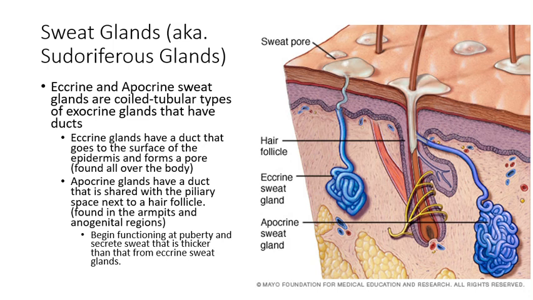Whereas apocrine glands are not found all over the body. They are found only in the armpits, or axillary region, and the anogenital region. They begin functioning at puberty, and the sweat they secrete is a little bit thicker than that from eccrine glands. And their duct actually goes to the space that's right next to a hair follicle. That space next to a hair follicle is known as the pilary space or pilary canal. So that's where they send their secretion.